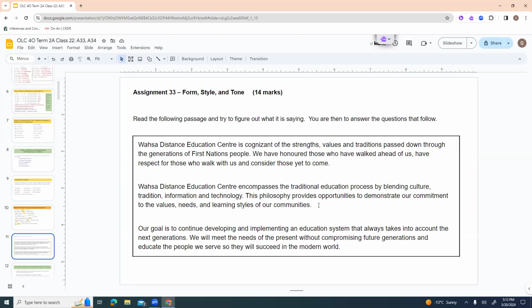This philosophy provides opportunities to demonstrate our commitment to the values, needs, and the learning styles of our communities. Our goal is to continue developing and implementing an education system that always takes into account the next generations. We will meet the needs of the present without compromising future generations and educate the people we serve so they will succeed in the modern world.